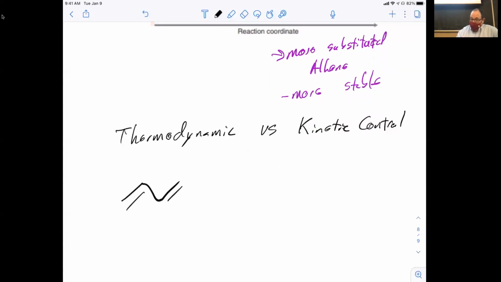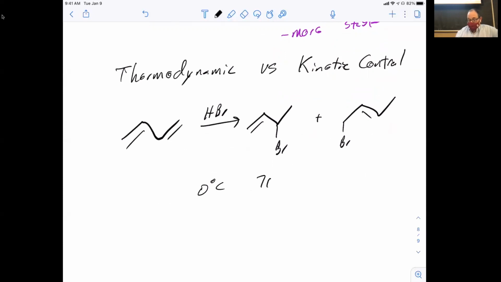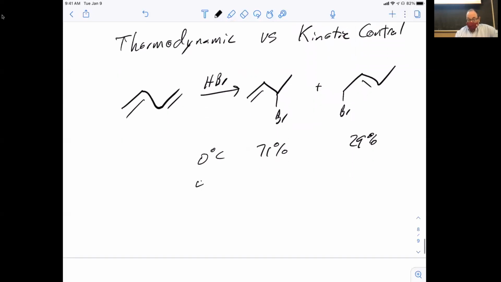So let's say we do this reaction, and I'm going to do it at 2 different temperatures and look at my products. I'm going to run it at 0 degrees Celsius, in an ice bath. In this case, I get 71% of the 1,2 product, and I get 29% of the 1,4 adduct. Run it again at 40 degrees C. I get 15%, and 85%.